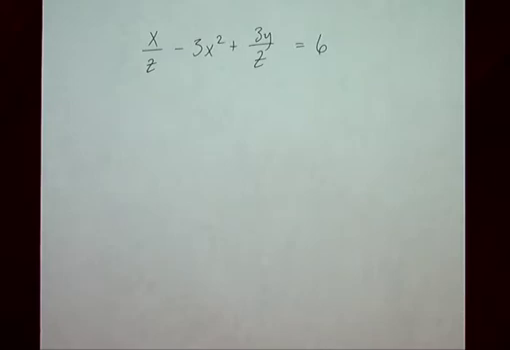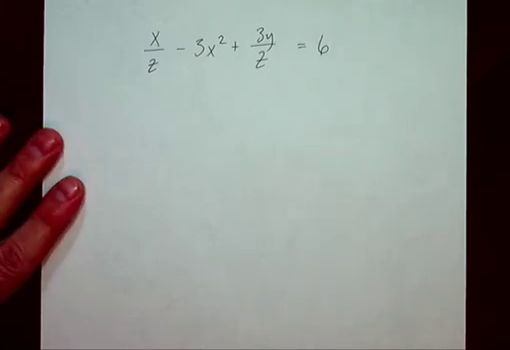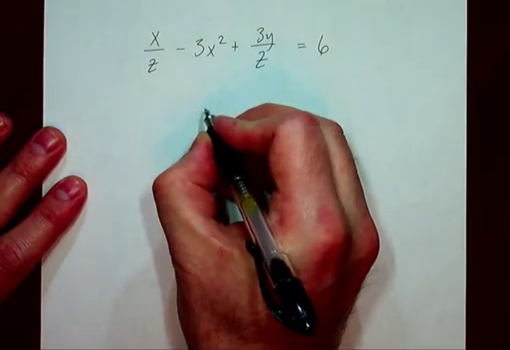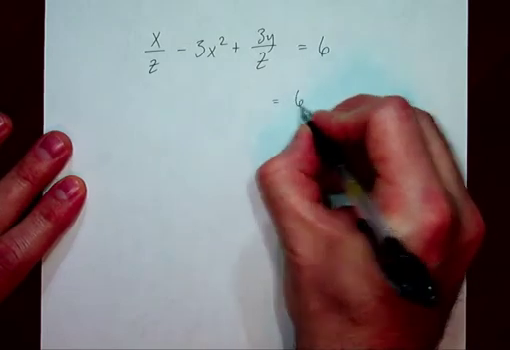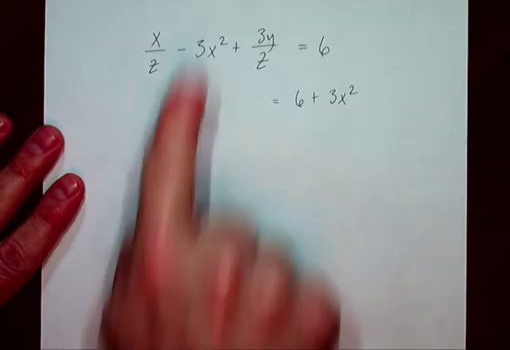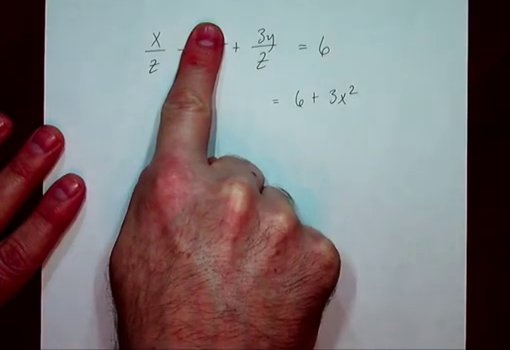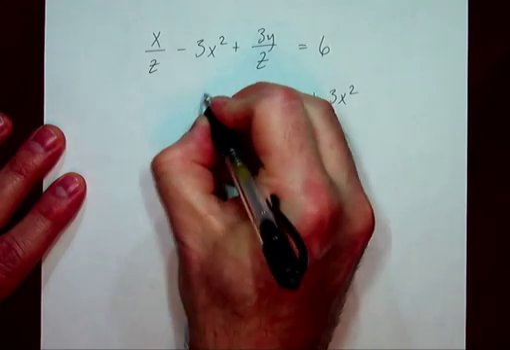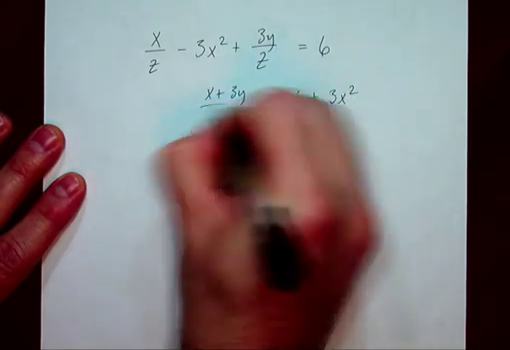Now, I can do this a couple of different ways. I can, if I want to, just multiply both sides through by z. That's a perfectly legitimate way to do it. I wouldn't do that first, but you could, okay? What I would do first is I would get this 3x squared over to the other side. Because the moment you do that, you basically have two fractions with a common denominator, and that winds up being x plus 3y over z.